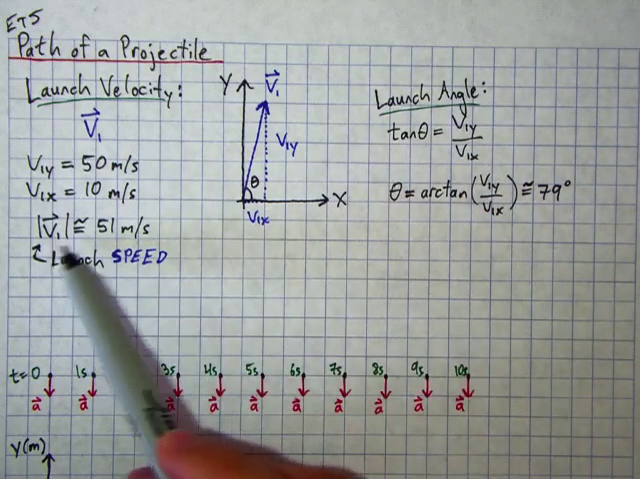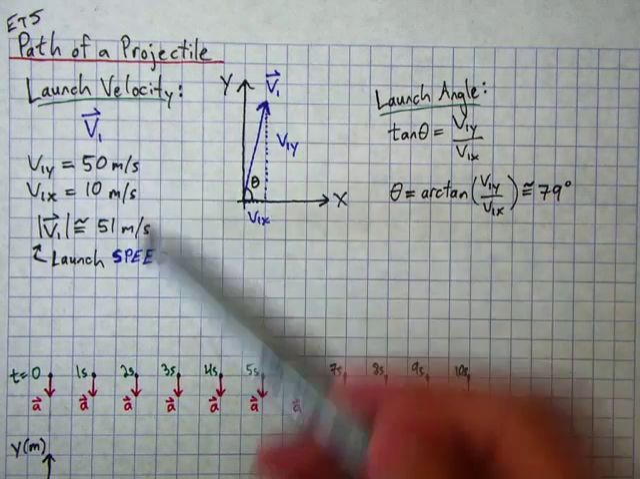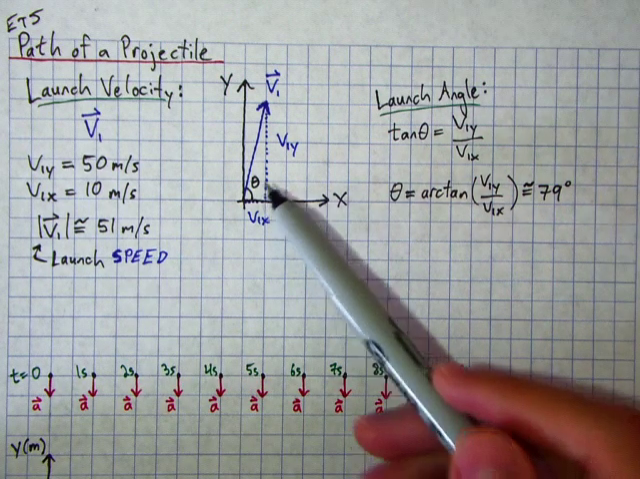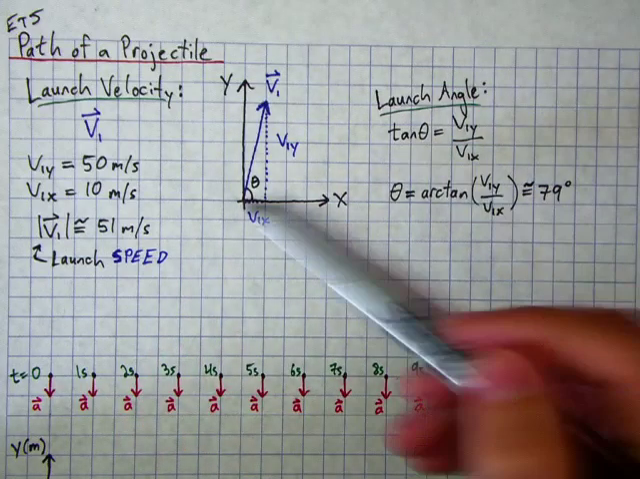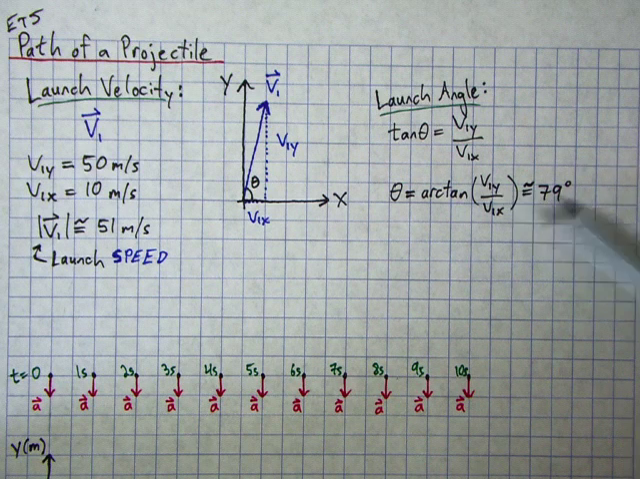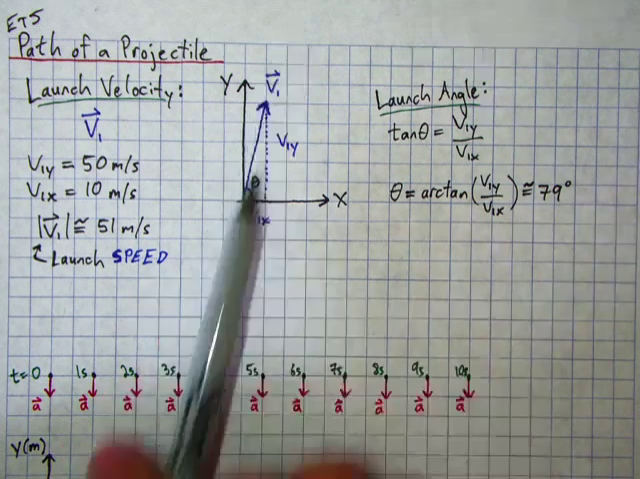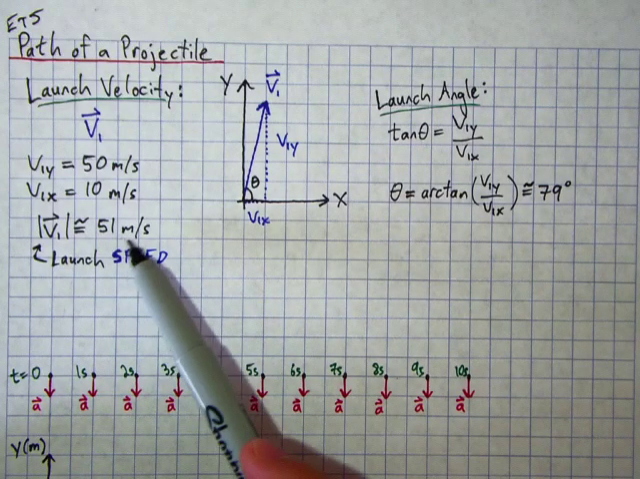That means the launch speed we get using the Pythagorean theorem from our two components is about 51 meters per second. And the angle, pretty steep here, we get by doing tangent of that angle is the ratio of our two components. So arctan of that comes out to be about 79 degrees. So we're launching pretty close to straight up here, 79 degrees, at a speed of 51 meters per second.